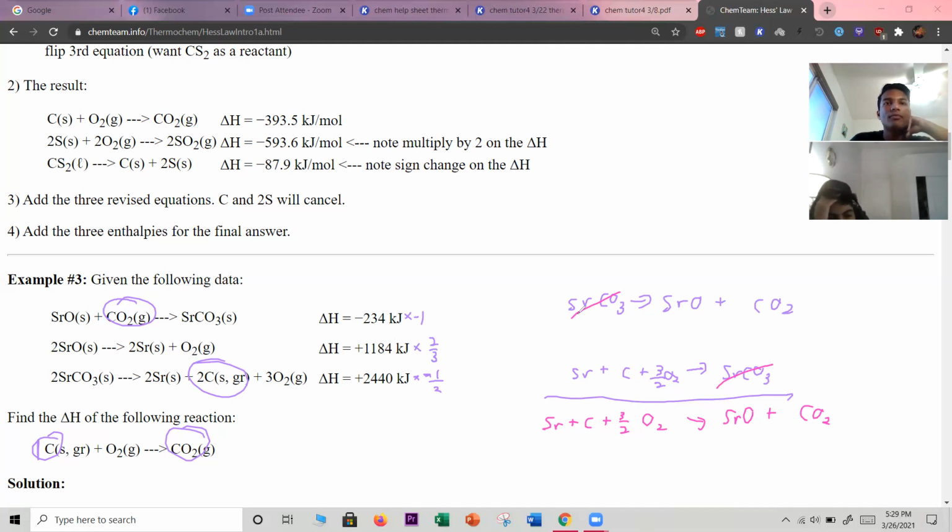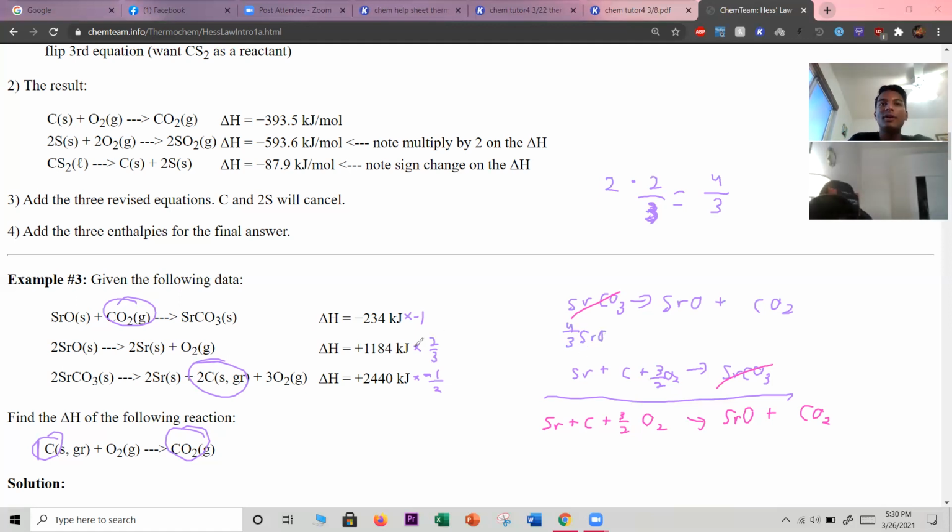You would make it 2/3 SrO. No. Wait, 2 times 2/3? That's 4 over 3. I meant to say 3, but I accidentally said 5. Okay, good. So that's 4/3, right? So you're left with 4/3 SrO.